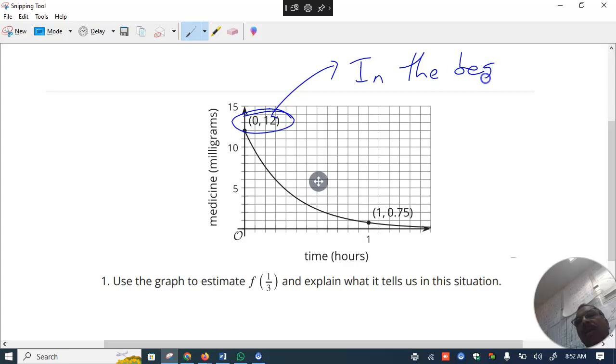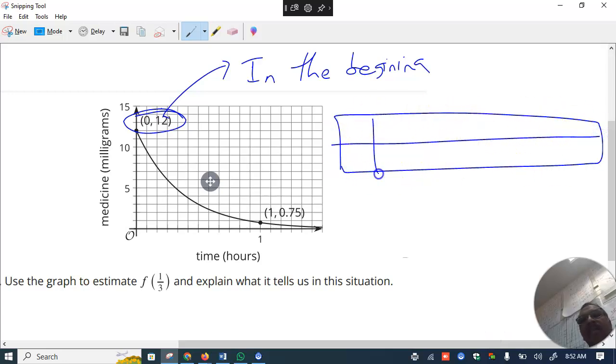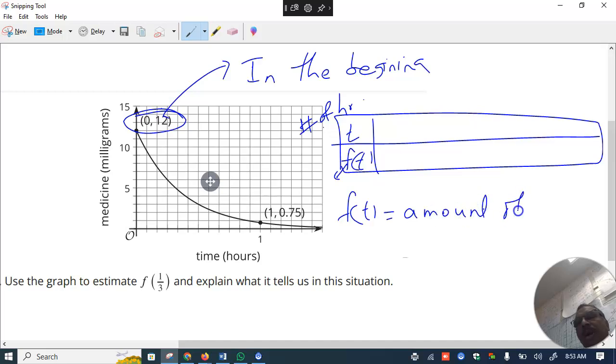And I want you to write a little kind of a table to understand this. Everybody make a table right here. Can you make a table here? So that means this is, t represents the number of hours. So this means the number of hours. And this one is f of t. So what is f of t represents the amount of medicine. So what is f of t is amount of medicine.